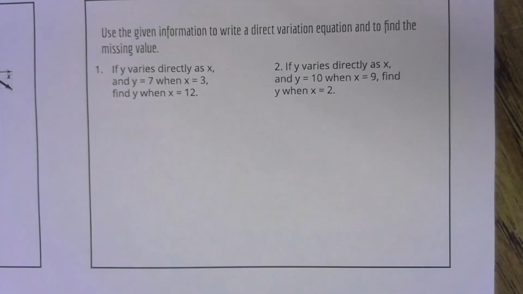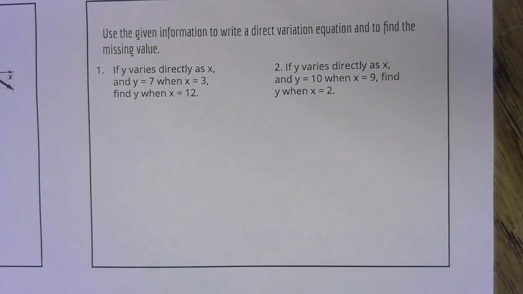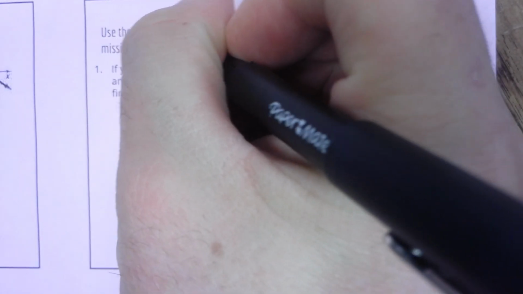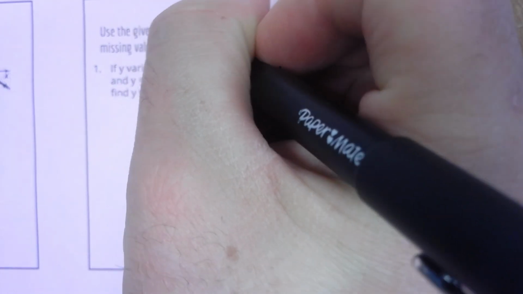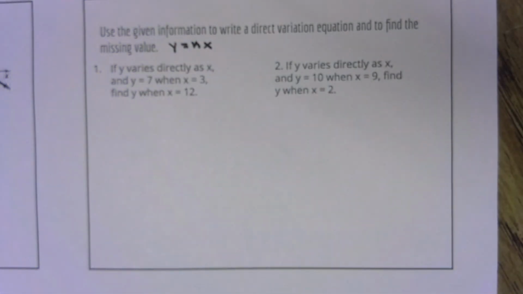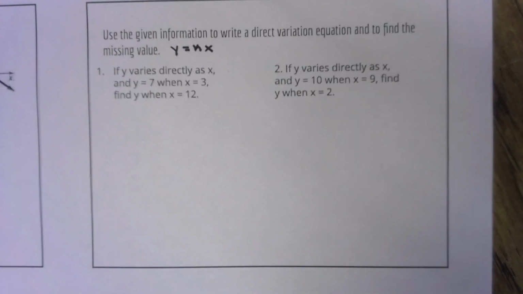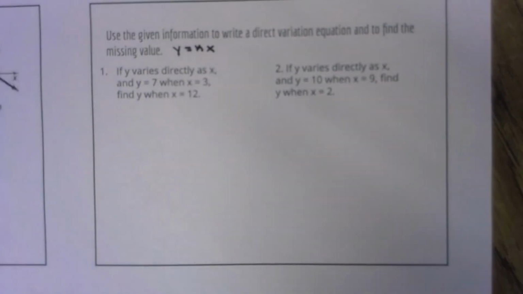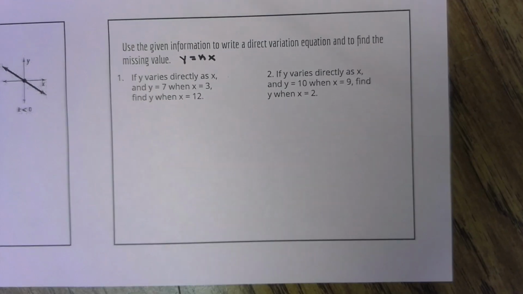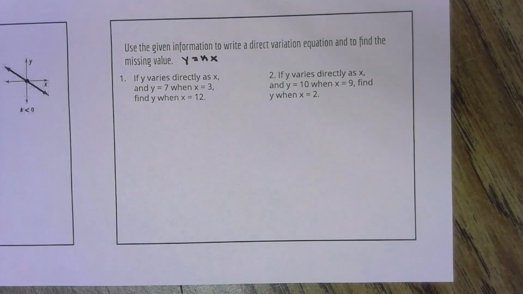It says, use the given information to write a direct variation equation and find the missing value. So the first thing that we want to come up with is the actual equation. One thing that I write down, and this is a good idea when you go to take your test, is the equation for direct variation, which is y equals k times x. I'm going to write that down as soon as I see the words direct variation, because now I can use some of the information and work to find the value of k.